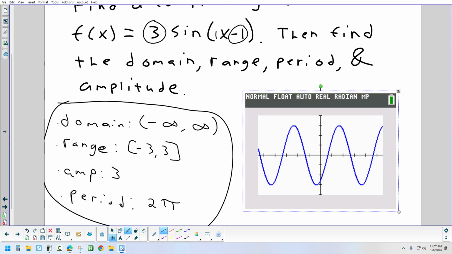So there's your sketch, and it confirms everything we said. Highest is 3, lowest is -3, amplitude is 3, right there. Period is 2 pi, and it goes forever left and right. Any questions on that one?